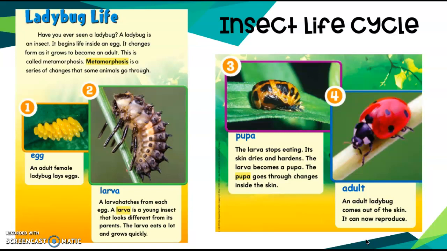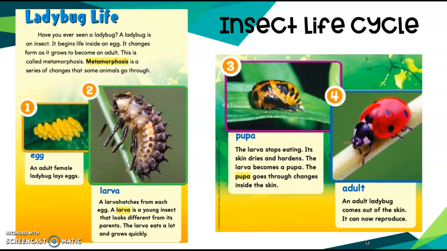Here you can see the ladybug life cycle, which is similar to the butterfly life cycle. First, it's in the egg. An adult female ladybug lays eggs. Then it's in the larva. A larva hatches from each egg. A larva is a young insect that looks different from its parents. The larva eats a lot and grows quickly.